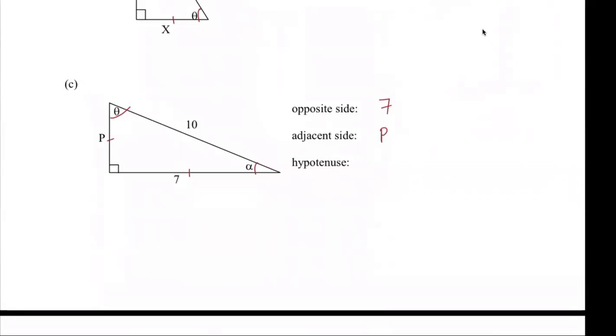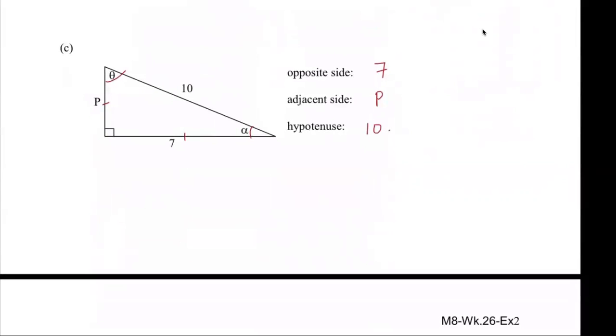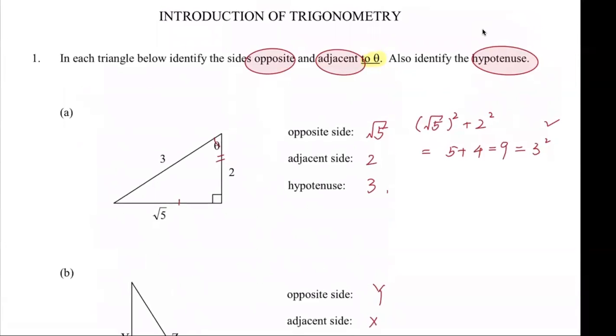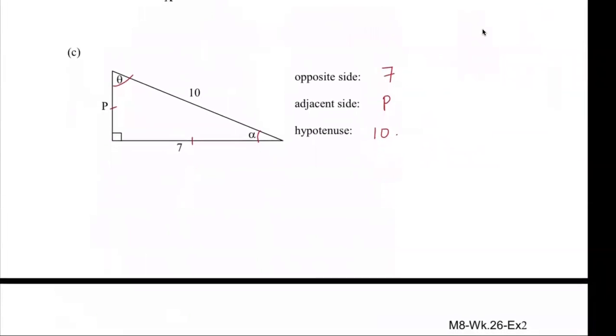The letter P here means we don't know the value of the adjacent side. But we know it's P. And the hypotenuse is equal to 10. We can actually use the Pythagorean theorem to find P, but the question didn't ask us to find it. It just said to identify the side. So I don't think we need to do it, but you can.